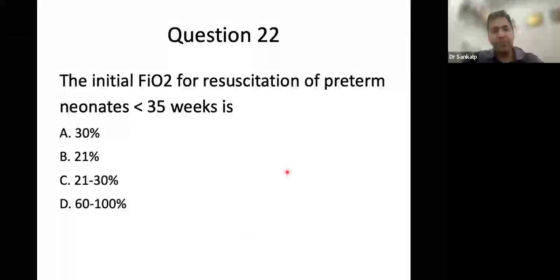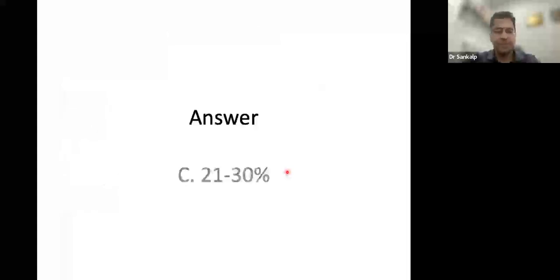The initial FiO2 for resuscitation of preterm neonates, we all know, and you should not have any doubts about this. It is 21 to 30%, right? And if you're resuscitating a full-term baby or a late preterm baby more than 35 weeks, it is 21%.